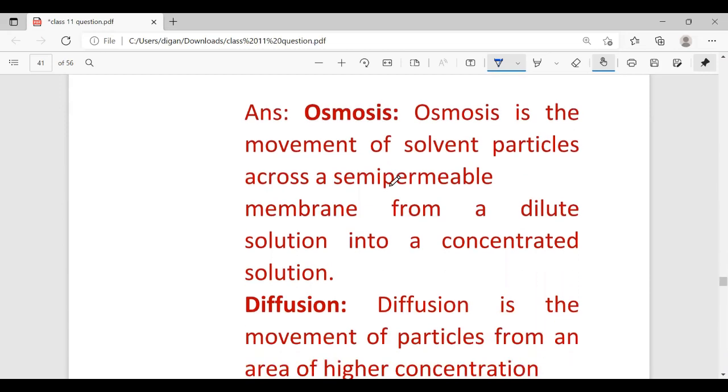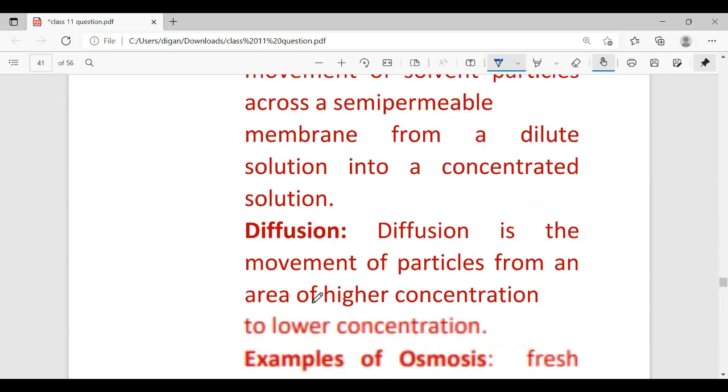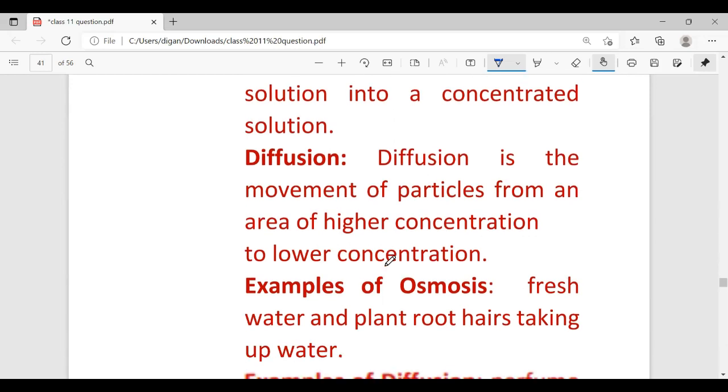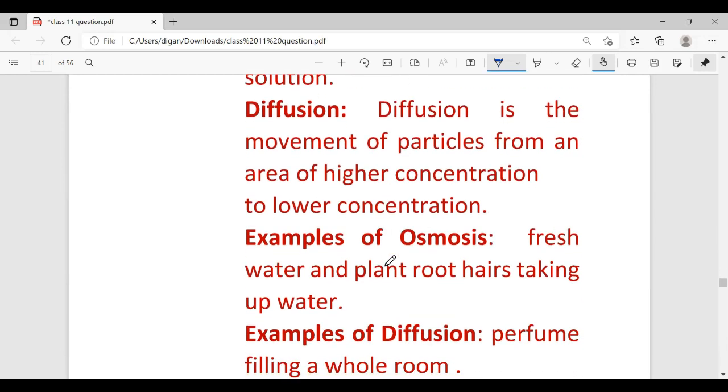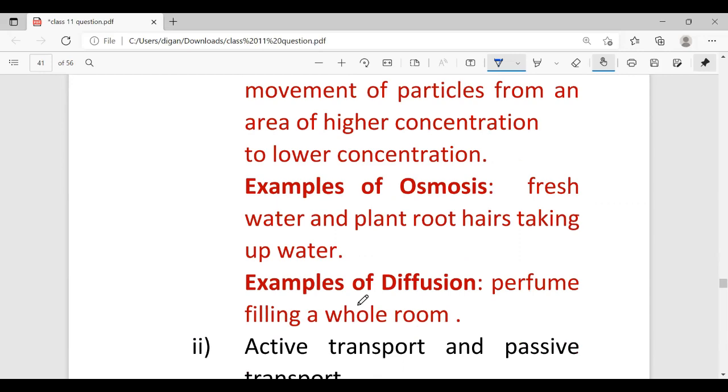So what is osmosis? Osmosis is the movement of solvent particles across a semi-permeable membrane from a dilute solution to a concentrated solution. And next, diffusion. Diffusion is the movement of particles from an area of higher concentration to lower concentration. Then the example of osmosis is fresh water and plant root hairs taking up water. An example of diffusion is perfume filling a whole room.